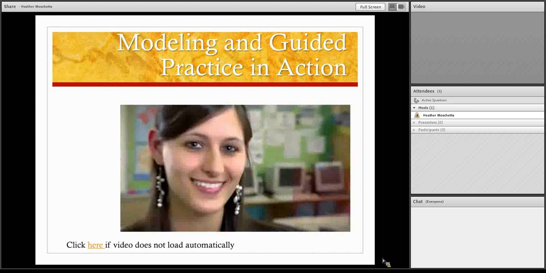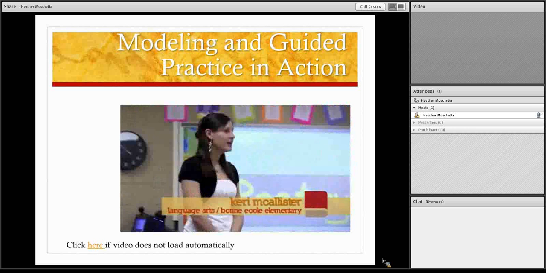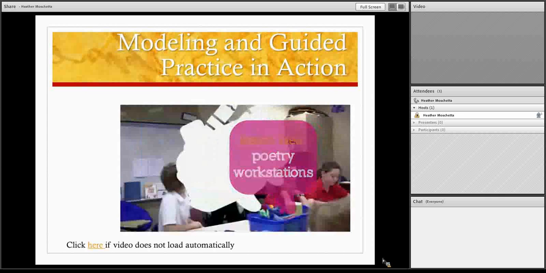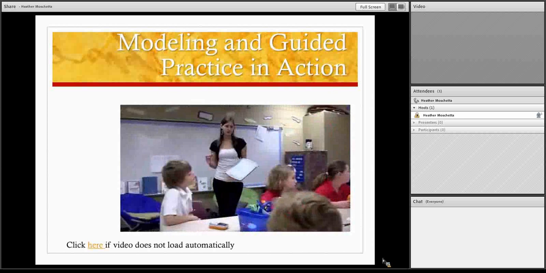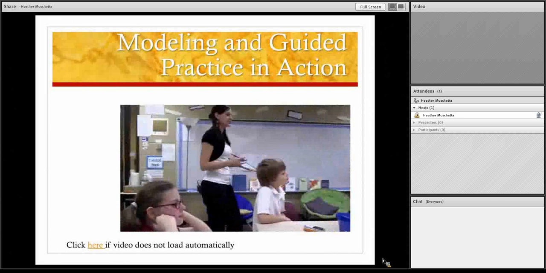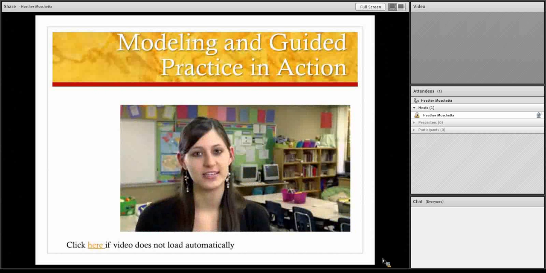Hello, I'm Carrie McAllister, and I teach elementary language arts at Bonnie Cole Elementary. This great lesson idea is called Poetry Workstations. Today we are going to be focusing on poetry, and we're going to be reflecting on it. We're going to be using inferences.